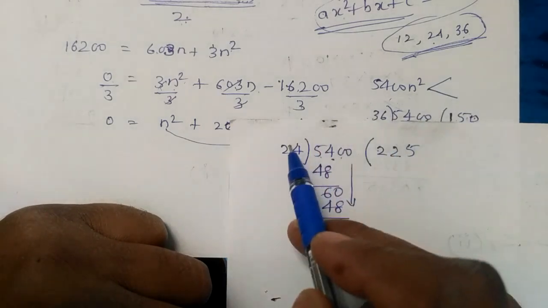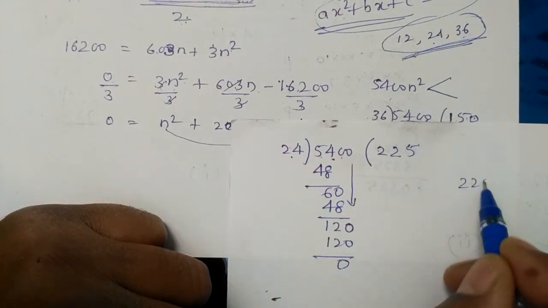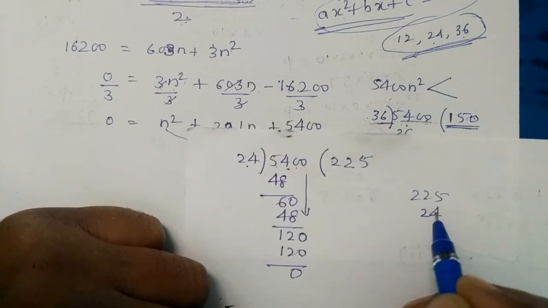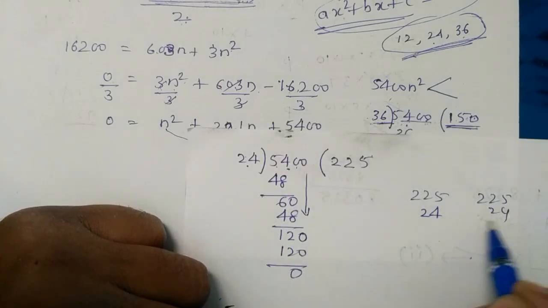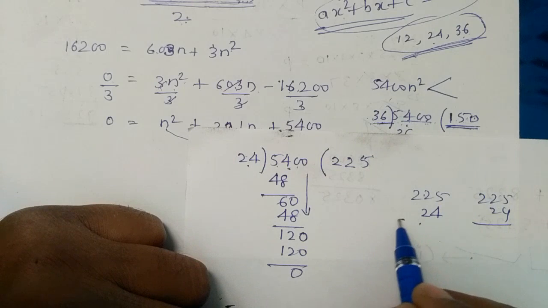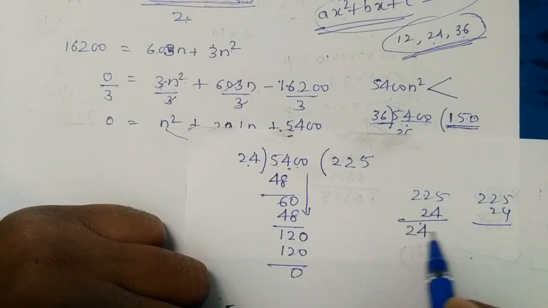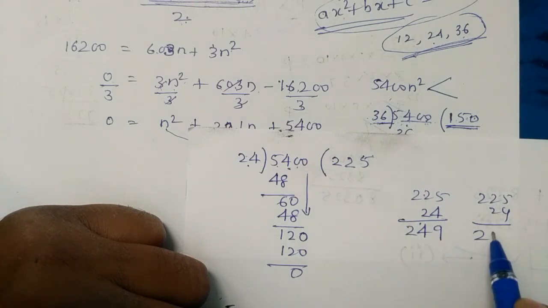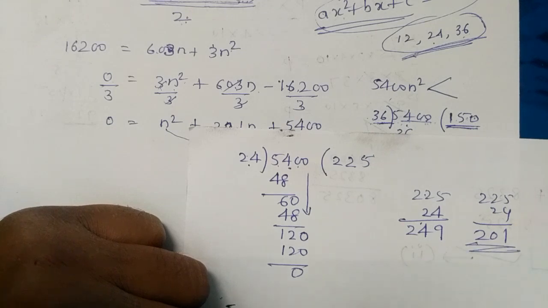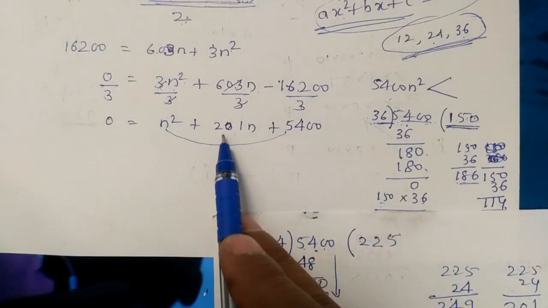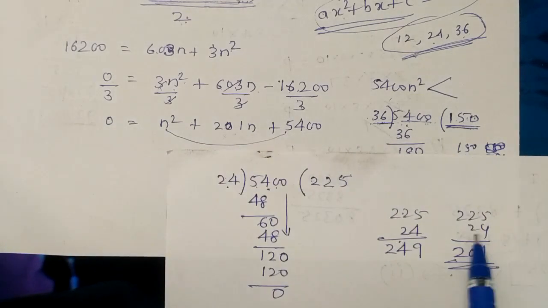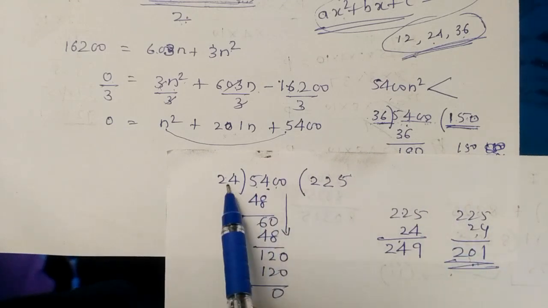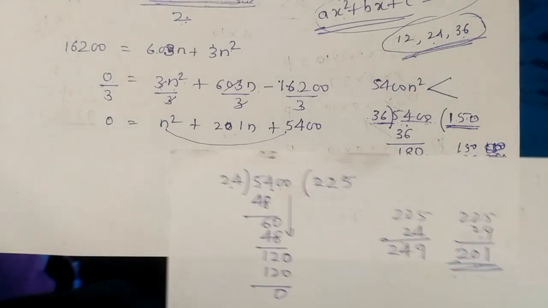Now let us see this divisor and quotient, 225 and 24. We'll add once and we'll subtract. If we add here, we are getting 249. If we subtract, we are getting 201. Look at here, that was the required one. Which combination gives you 201? So the 24 and 225 combination gives you.